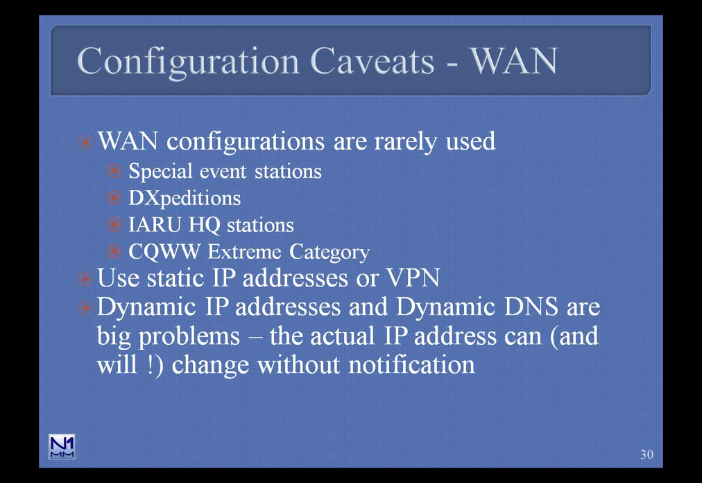In the IARU contest, there are headquarter stations, and those headquarter stations can be distributed across an entire country. The CQ Worldwide Phone and CW contests have an extreme category where you specify before the contest what you're actually going to do, and one of the things that's possible is to have a distributed multi-multi station setup, and you'd want to use N1MM in a WAN environment.